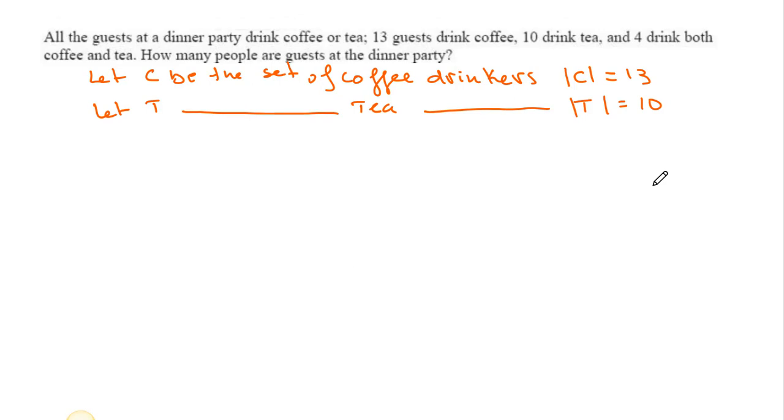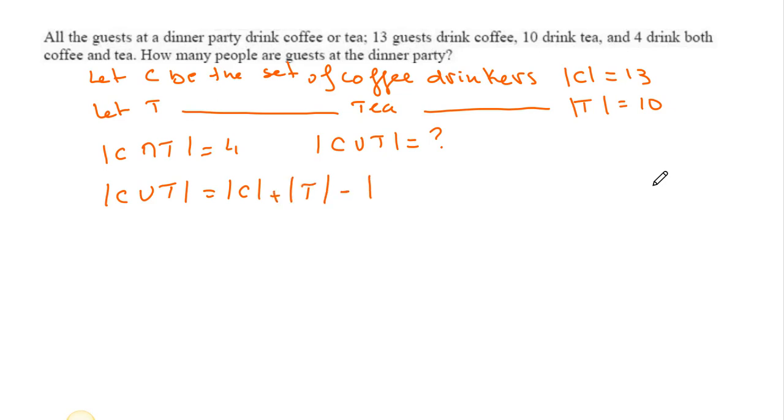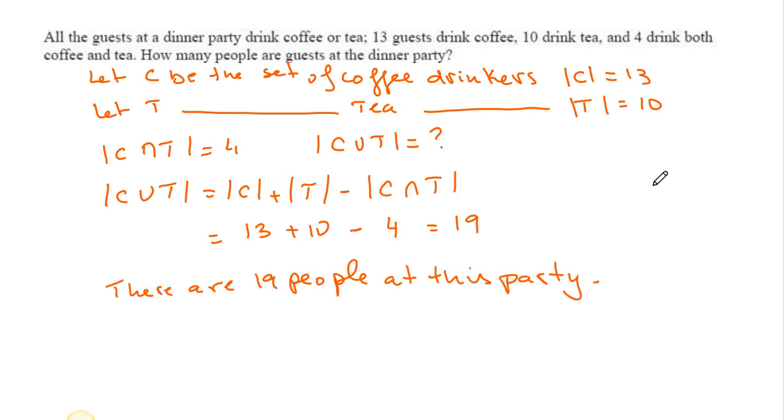What else do we know? We know that the intersection of C and T, people who drink tea and coffee, is 4, but we don't know how many come to the party. That means how many drink either tea or coffee. So we know that the union of C and T is all people drinking coffee plus everyone drinking tea, minus the intersection of tea and coffee. In this case, the coffee drinkers are 13, 10 for the tea drinkers, and 4 drink both of them, which gives us 19. And this tells us that there are 19 people at this party.